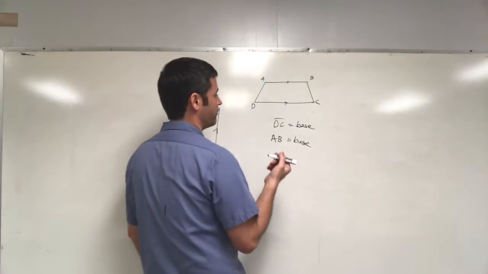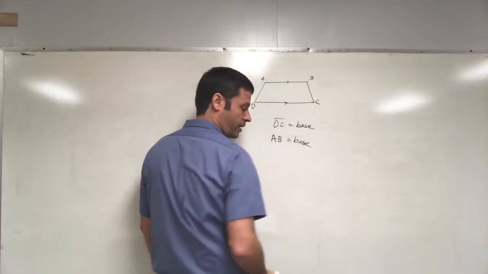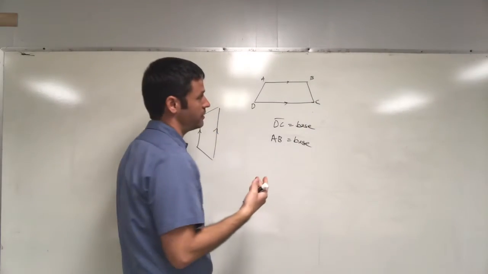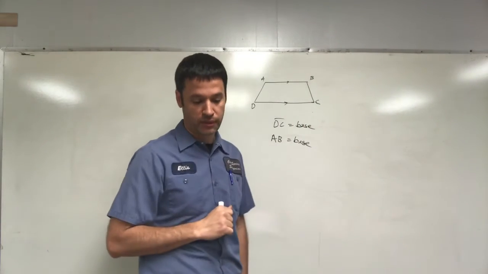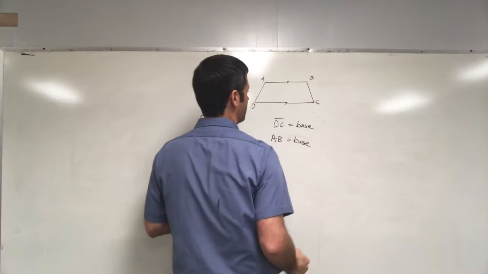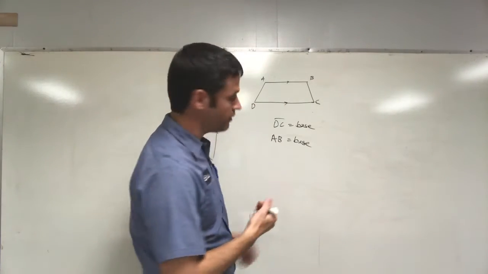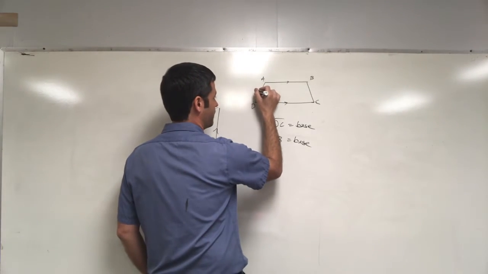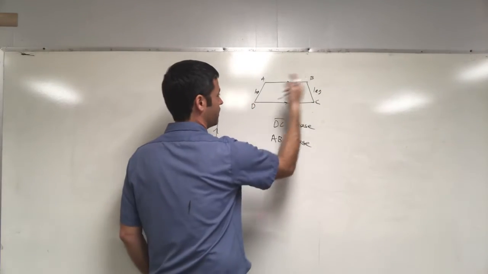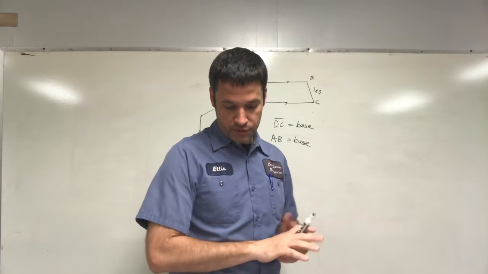Base angles, you could think of base angles as being in pairs. So angles D and C are a pair of base angles. Also A and B are a pair of base angles, and in that sense you could say that all the angles in a trapezoid are base angles. But think of them in terms of pairs. D and C are base angles, and A and B are base angles as well. And then the legs of a trapezoid are the non-parallel sides. So this is a leg and this is a leg. Just terminology to orient ourselves to trapezoids.